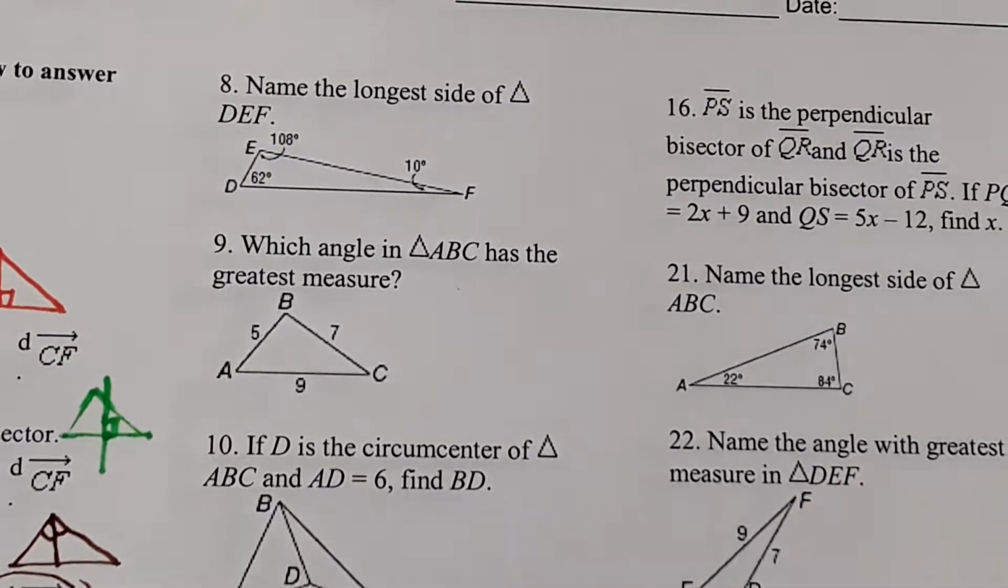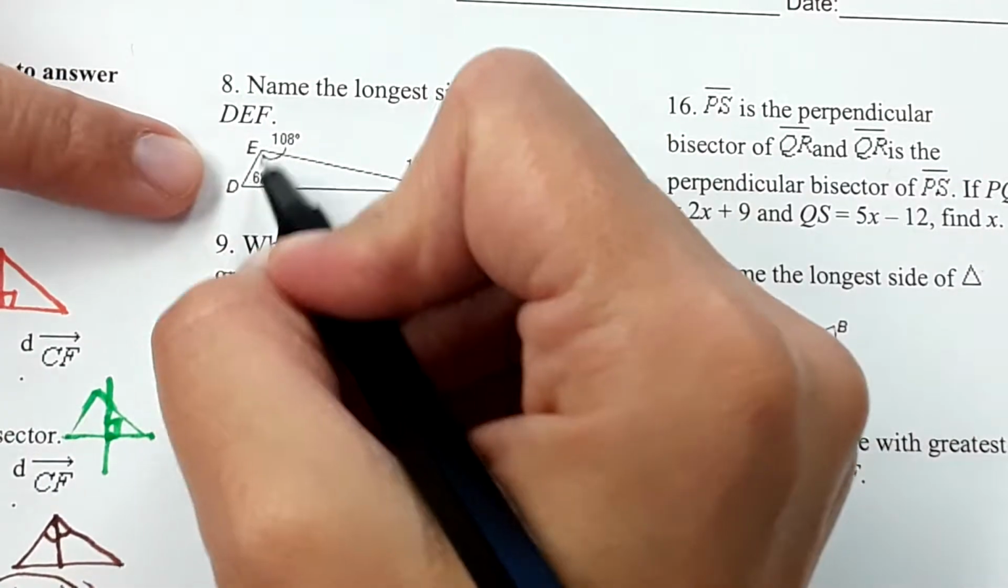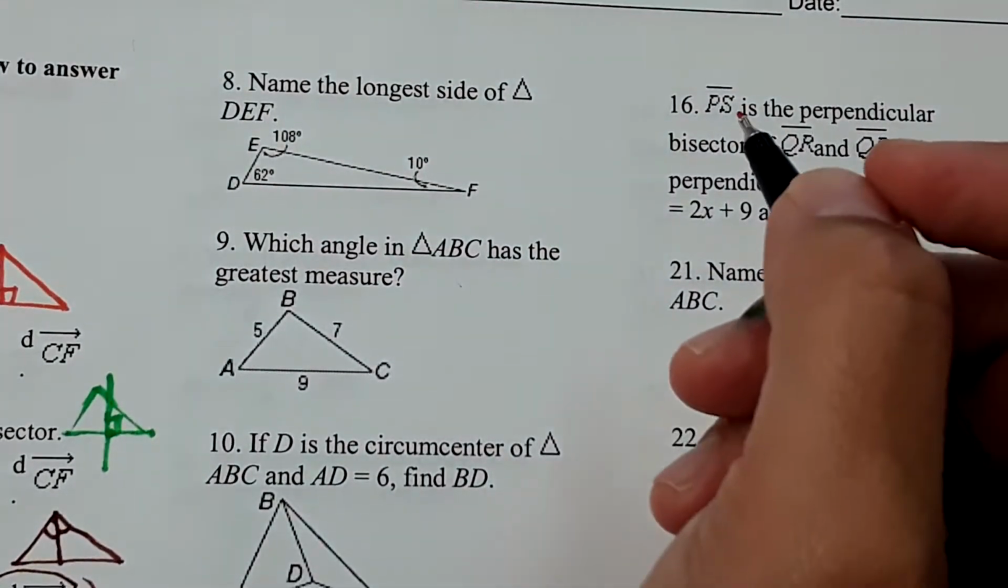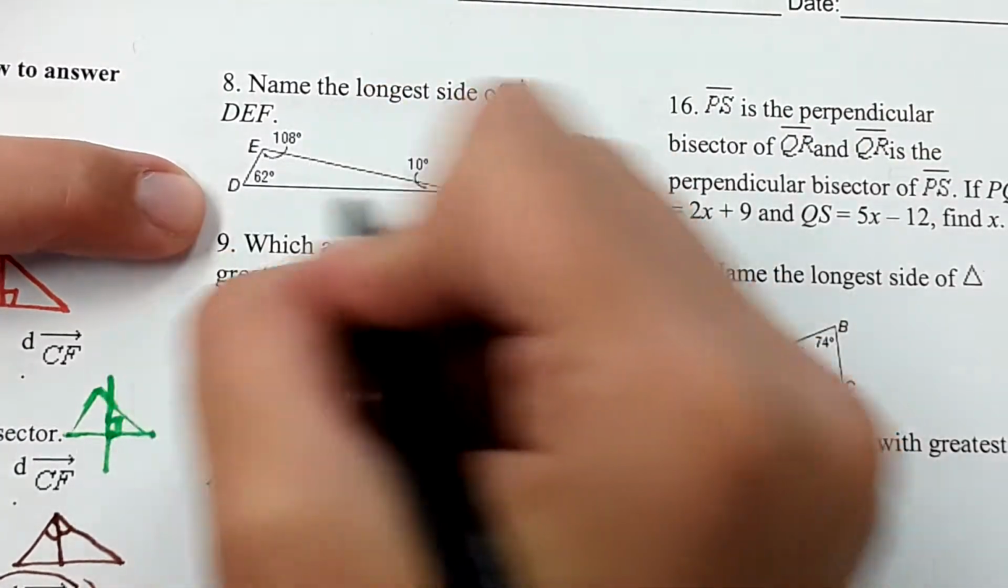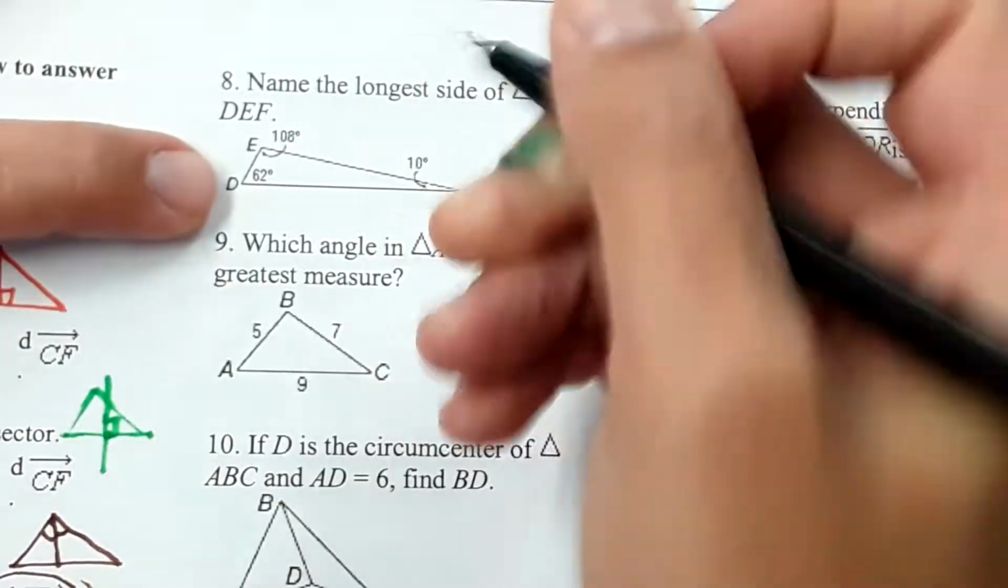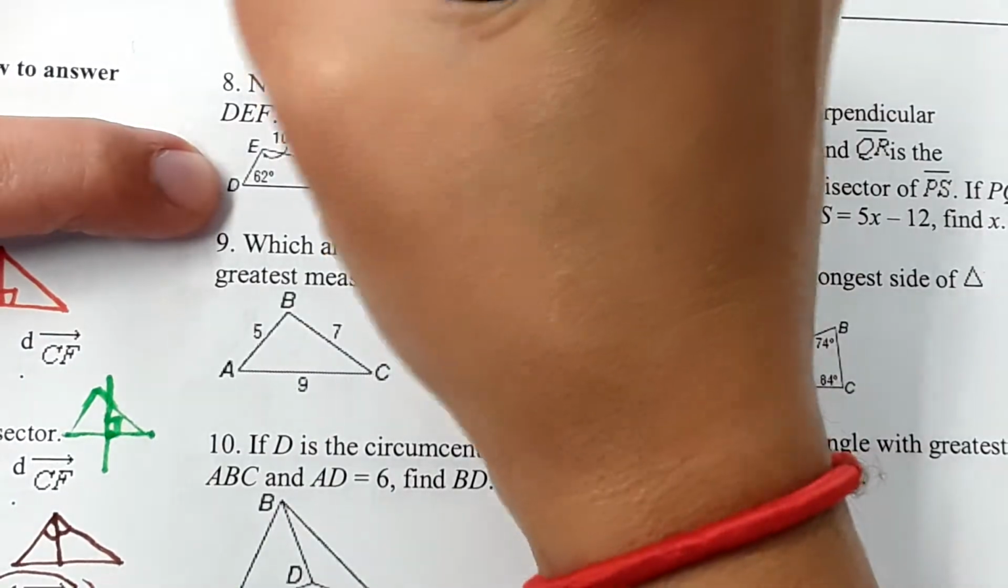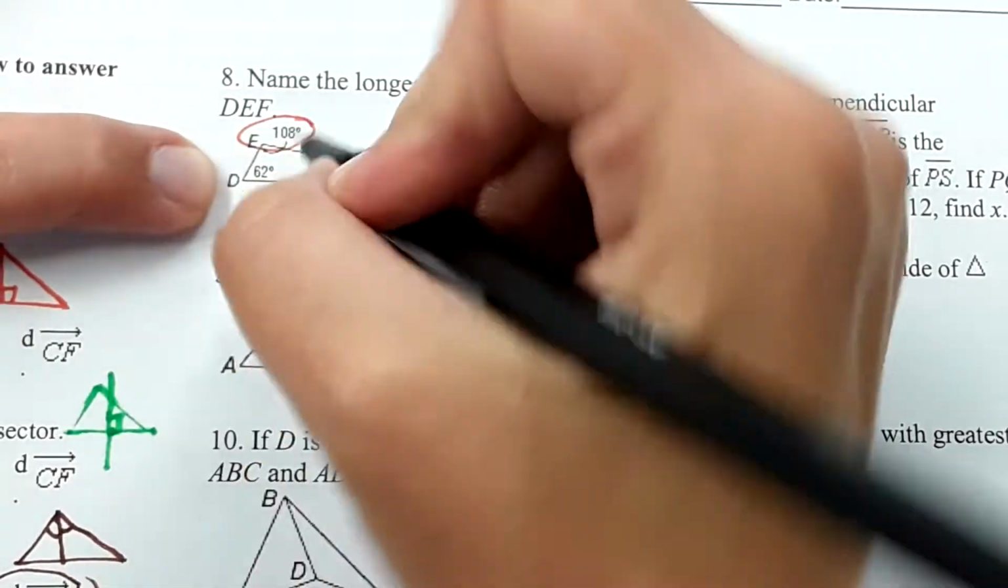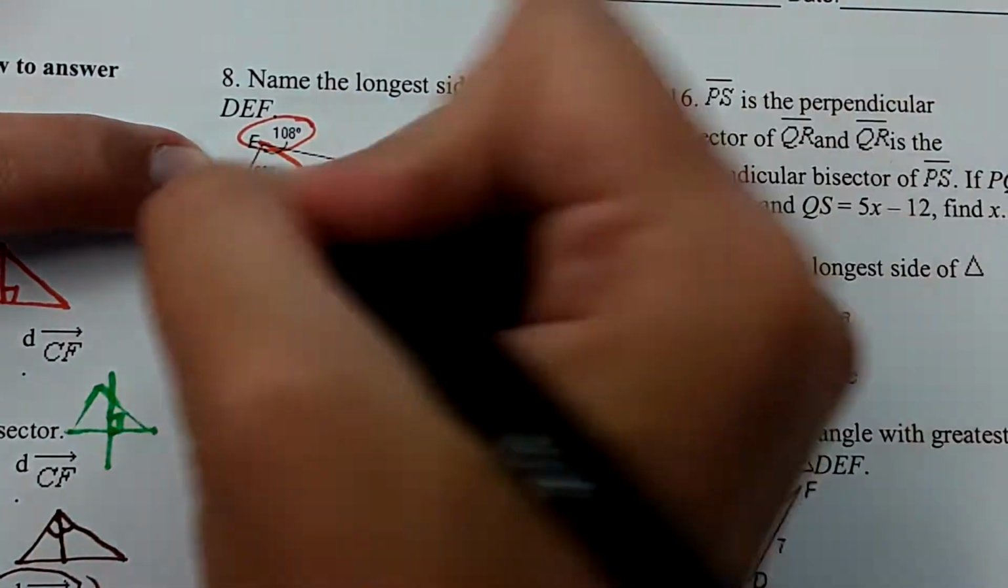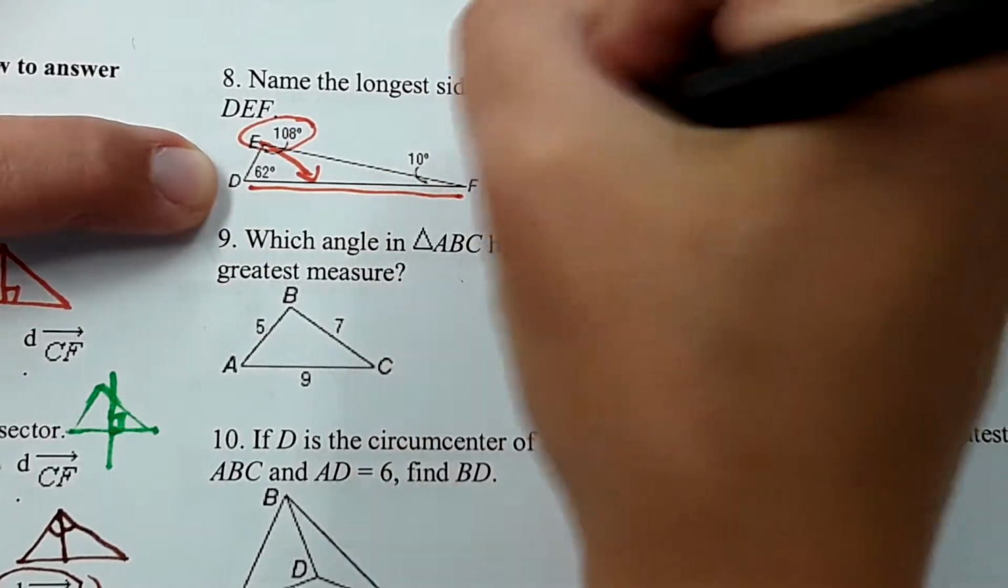Number 8 says, name the longest side of the triangle. Well, they give you angle measures, but they don't give you side measures. But the sides are proportional to the angle measures. So if this is 108, the largest angle, then the side opposite it would be the longest side, DF.